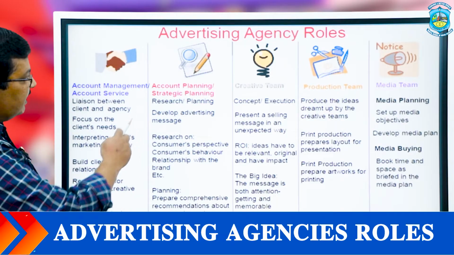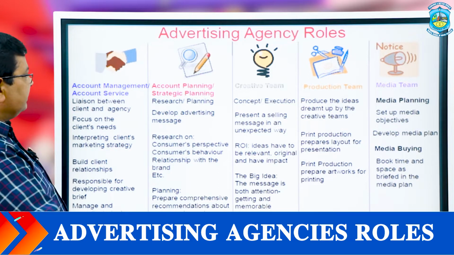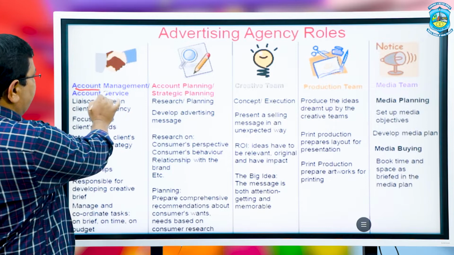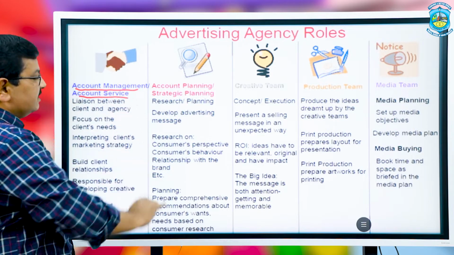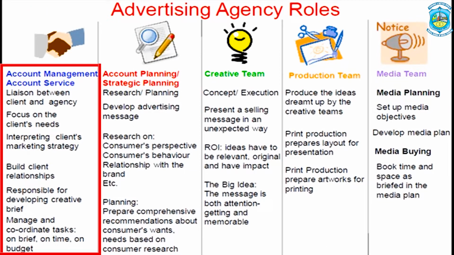Now in this slide we will see how the different types of roles are played by an advertising agency. To begin with, the first is account management and account service. Basically, account management is serving the clients, looking for clients, increasing your clientele, increasing the base, adding more and more clients. For that, you require liaising between the agency and the client.